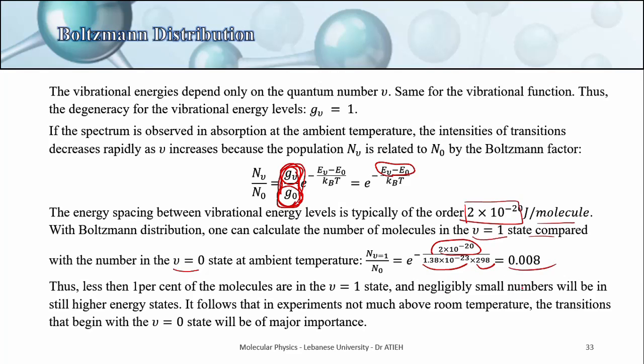So the answer turns out to be 0.008, meaning approximately 0.8% of the molecules are in the state nu equals 1, which is very small. For level 2 it will be even less, and for level 3 less still. And this is if in level 1 there were only 0.8.